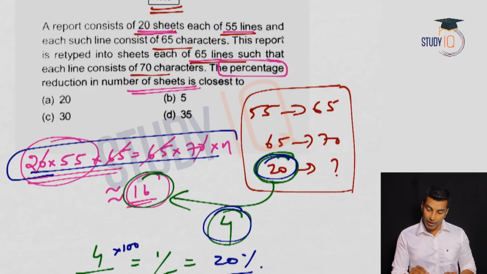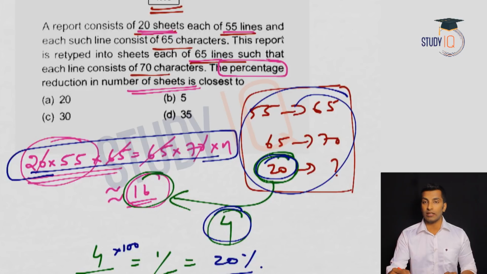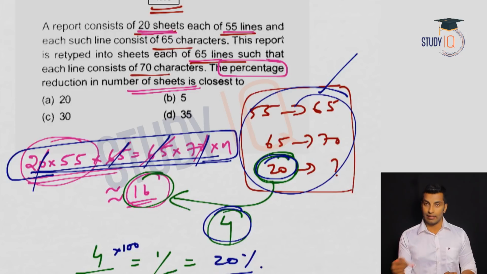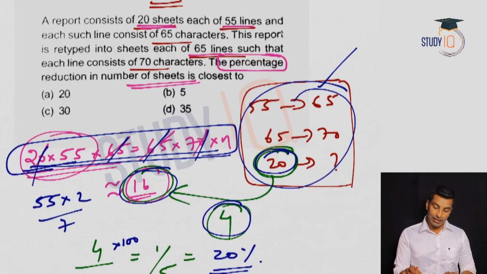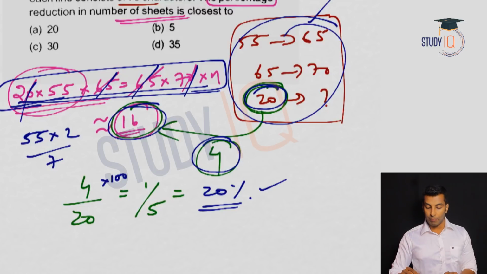Now why am I writing like this? I am not using the previous method that I discussed for this case, because we know the characters remain the same. So this 65 and this 65 get cancelled out, and the calculation is very easy. The 0 and the 0 get cancelled, 10 and 10 are gone. So 55 by 7; the only calculation you need to do is 55 into 2 by 7, which we know is 16. Once you get 16, the difference is 4, and we know that is 20%.